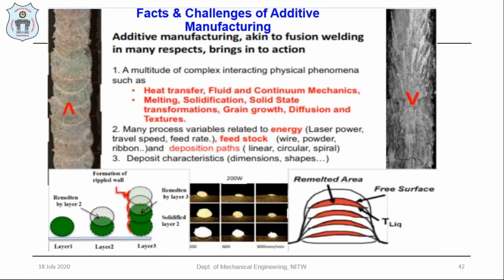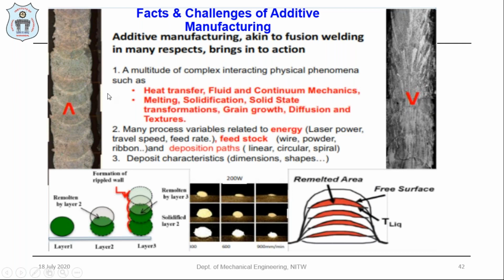And you can see the major facts and challenges in the additive manufacturing of metallic components. The major issues are heat transfer, fluid and continuum mechanics, as well as melting, solidification, and solid state transformation from layer to layer, and grain growth and diffusion of the textures. That is very important when you are going for remelting of a layer.